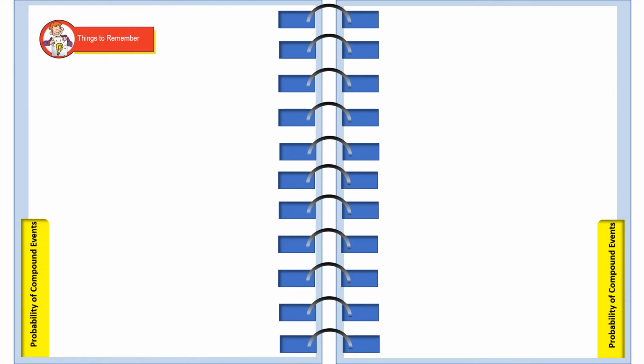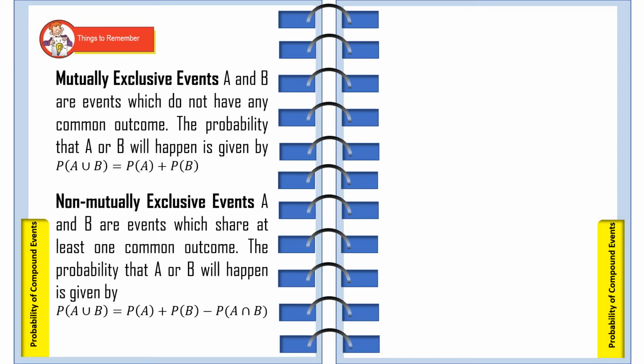So let's start. So things to remember. Let's have first a mathematical concept. So start with the mutually exclusive events. So what is a mutually exclusive events? These are events which do not have common outcome. So in short, ano to, wala siyang intersection between the two events.